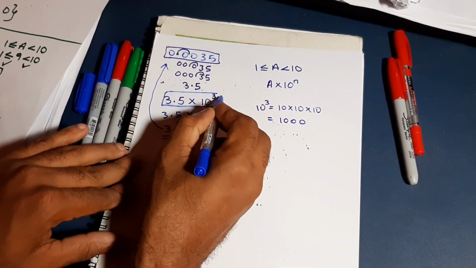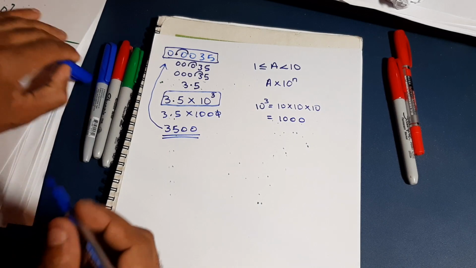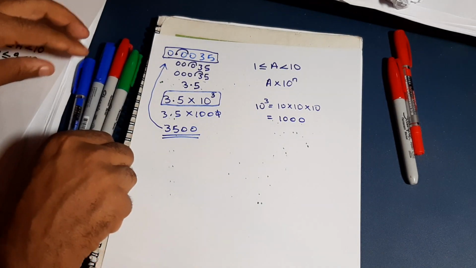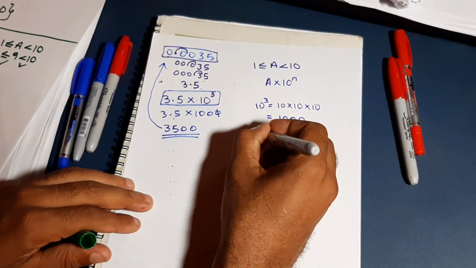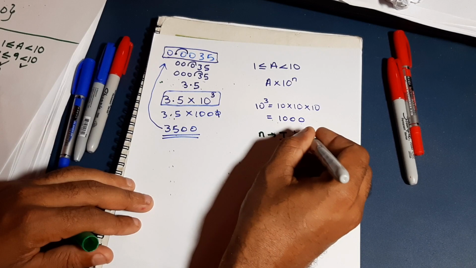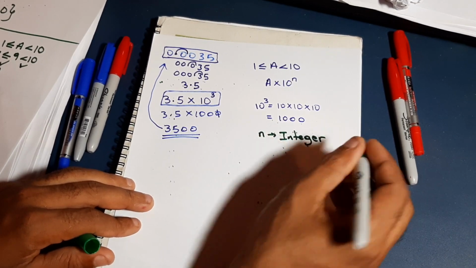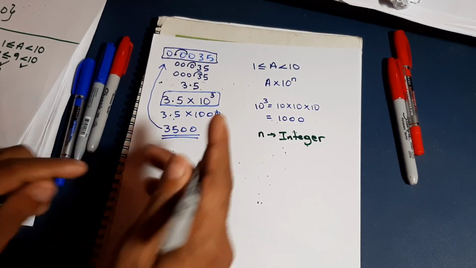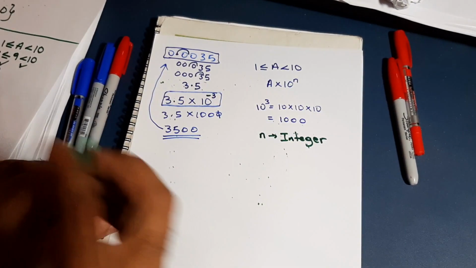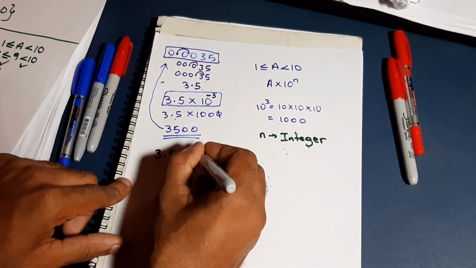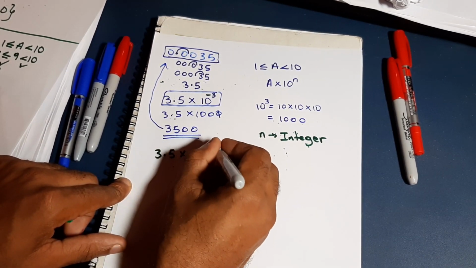What can we do to this? Let's see. Remember before I said that n, what is n? n is an integer. So the positive 3 is not going to work. Let's try something else. Let's use a negative 3 in this case. So I'm going to have 3.5 times 10 to the negative 3.